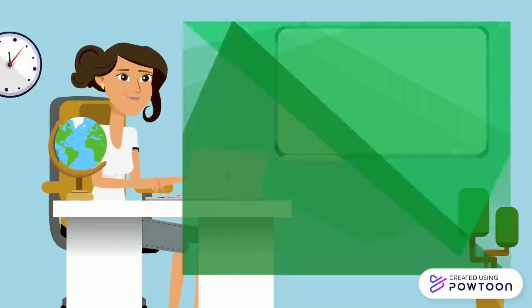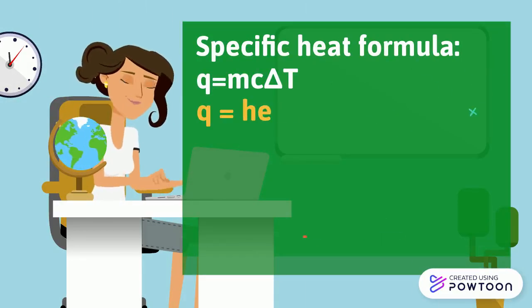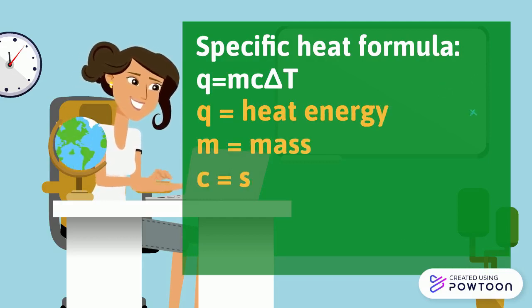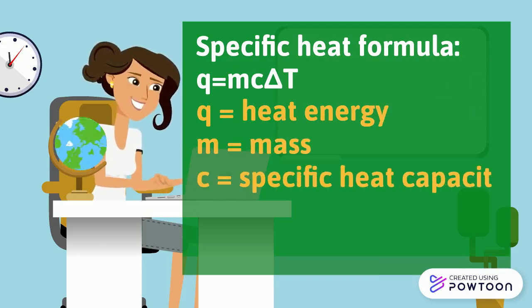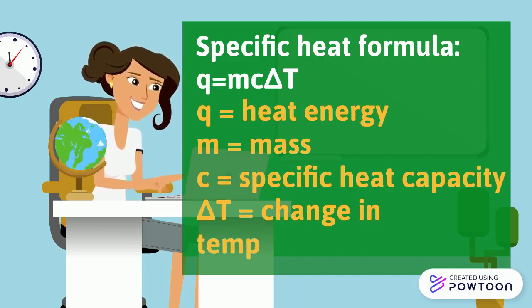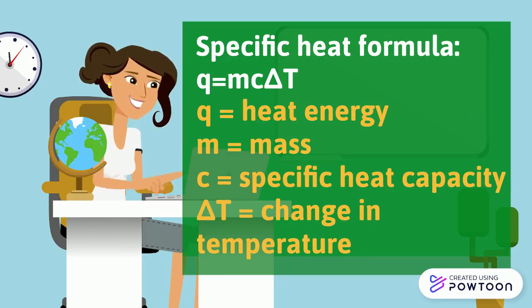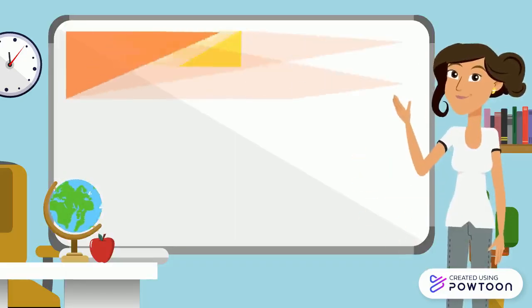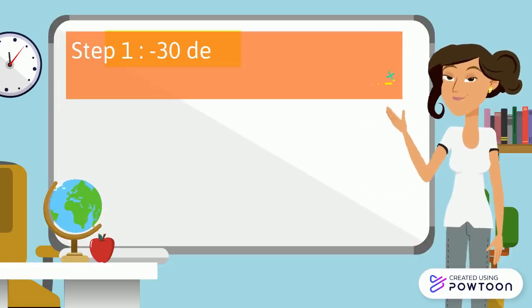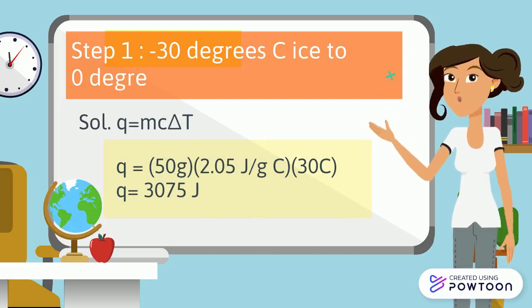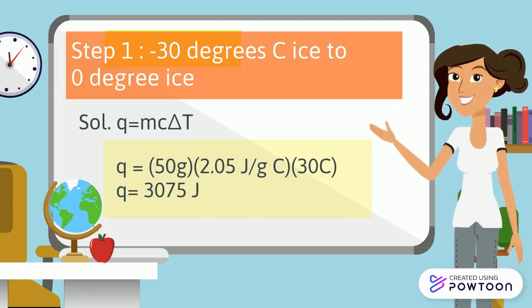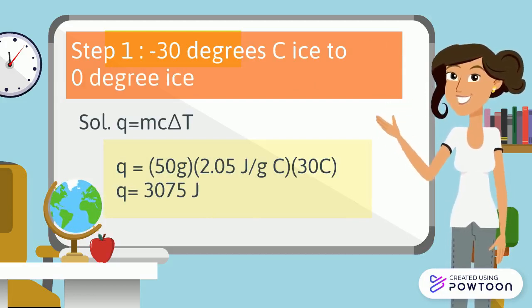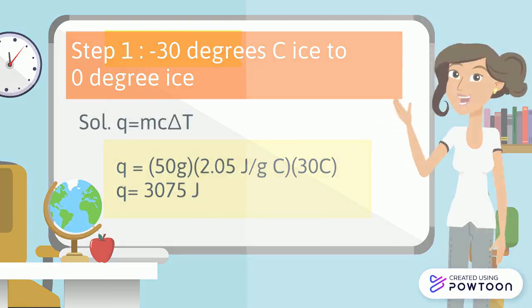So the first step in solving this problem is we are going to calculate first the negative 30 degrees ice to 0 degrees ice using the specific heat formula. Heat energy is equal to mass times the specific heat capacity times the change in temperature. So let's multiply the given numbers. 50 times 2.05 times 30 is equal to 3075 joules.